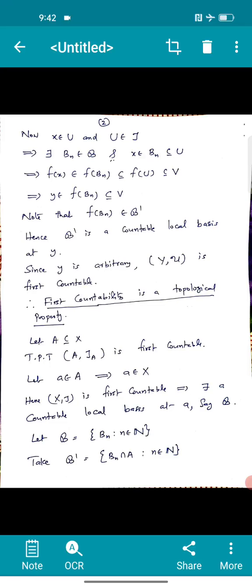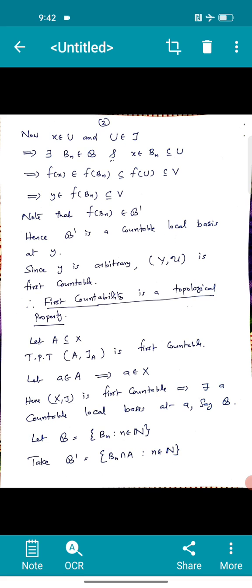Now, you have to consider a subset A of X. Hereditary property means a property shared equally by a space as well as every subspace of it. That is what a hereditary property is. So the topological property you have proved first, and you have to prove that this is a hereditary property. That is, you have to prove that A is first countable.